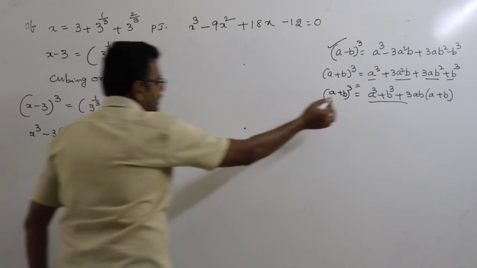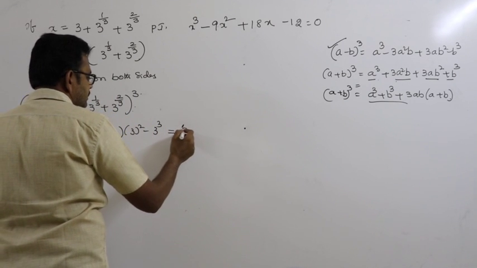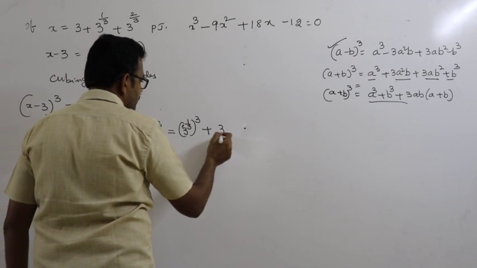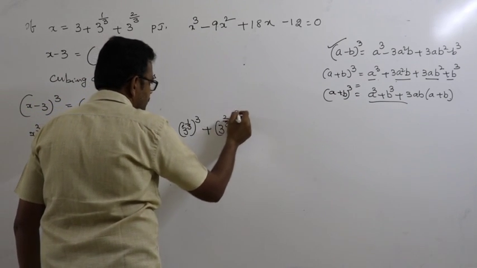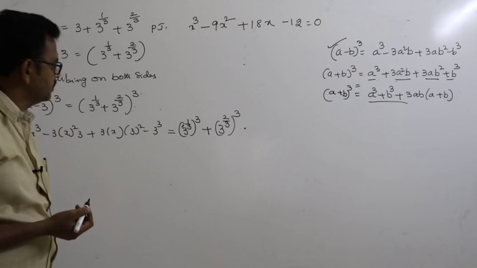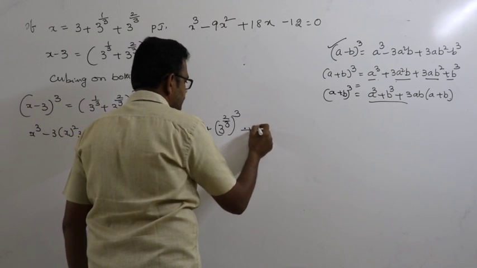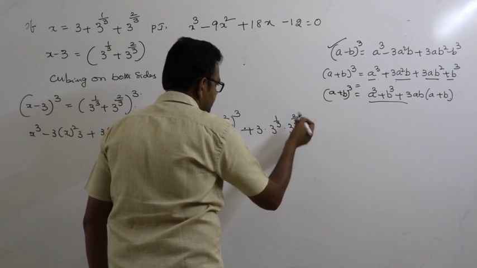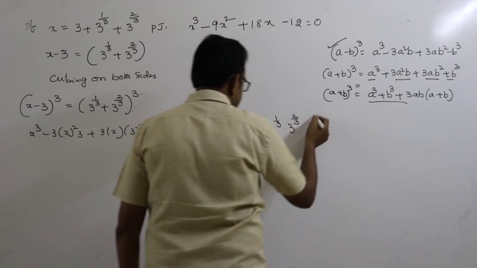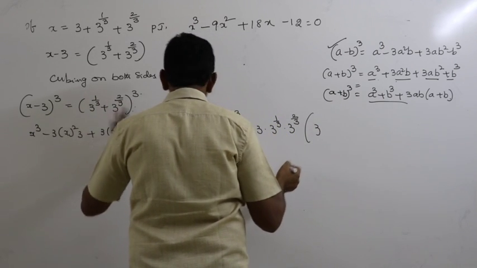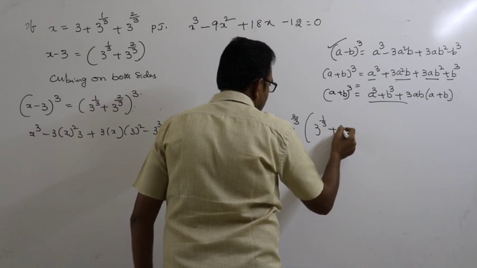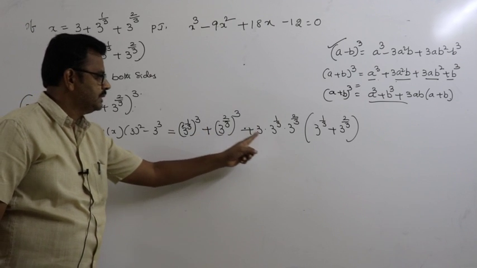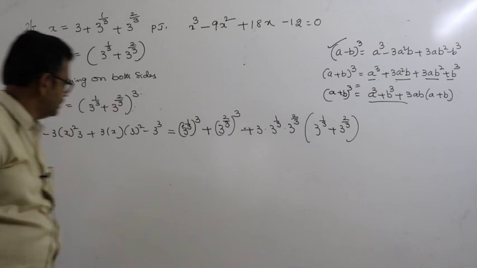So applying this, a cube is 3 power 1 by 3 whole cube, plus b cube, 3 power 2 by 3 whole cube, plus 3ab, that is 3 into 3 power 1 by 3 into 3 power 2 by 3, into a plus b. This is a, this is b: 3 power 1 by 3 plus 3 power 2 by 3. So a cube plus b cube plus 3ab into a plus b.